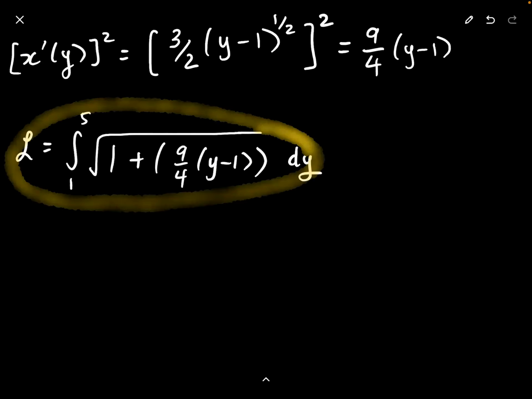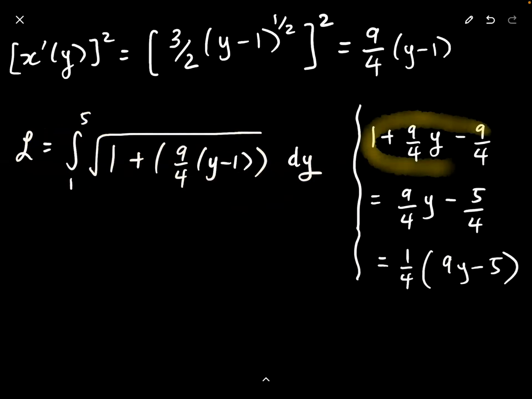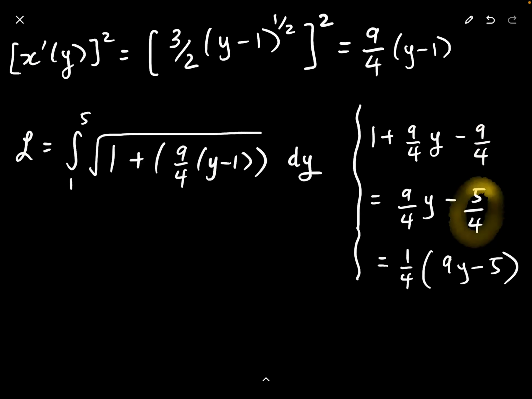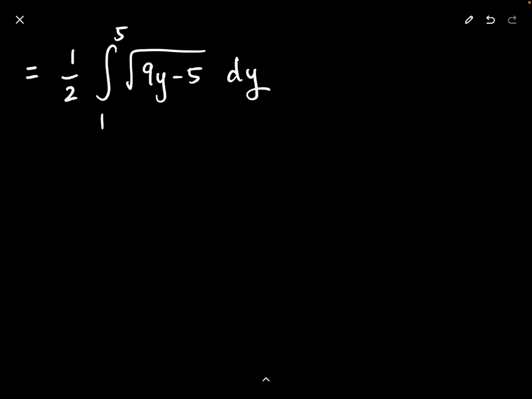Next we can plug it into the arc length formula. So the integral is going from 1 to 5, square root of 1 plus x prime squared, which is 9 over 4 times y minus 1. So here on the right, I'll just multiply out what's inside the square root. So we have 1 plus 9 over 4 y minus 9 over 4. If we add 4 over 4 minus 9 over 4, we'll get minus 5 over 4. And then I'll take out 1/4 in the front. So we have 1/4 times 9y minus 5. So we have the integral from 1 to 5, square root of 1/4 times 9y minus 5, with respect to y. The square root of 1/4, I just took out in the front as 1/2.